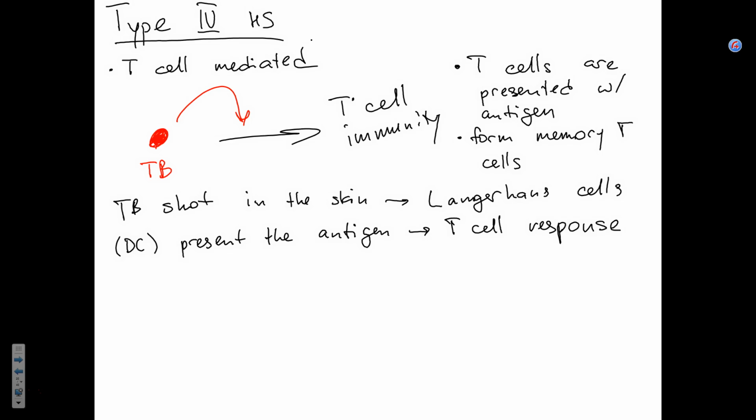You never had a TB test? You had it, right? If you never had a reaction, it means that you never were exposed to TB. If you were exposed, it becomes quite a considerable bump. Does that make sense? Question, David. DC, dendritic cells. I'll write it down.